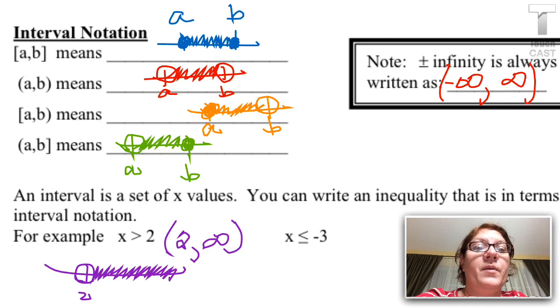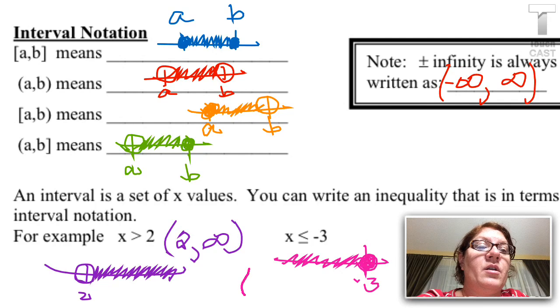Versus on this second one, x less than or equal to negative 3, so at negative 3, I would have a filled in dot, and everything shaded to the left. So in interval notation, I would have negative infinity, so that gets a parenthesis, and then closed at negative 3 gets a bracket.